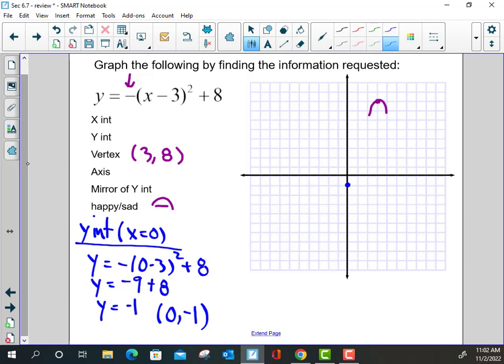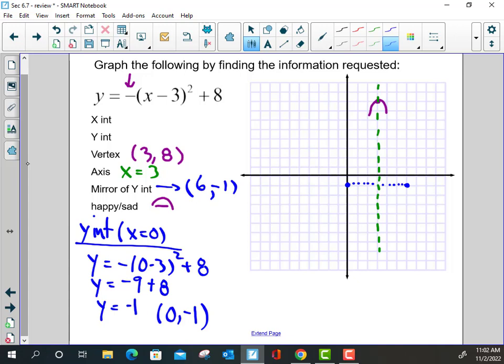Okay. My axis of symmetry: because I was given my vertex, I can actually find my axis of symmetry just from that. It's the x value of the vertex, so it's x equals 3. There it is. My mirror of my y-intercept is going to have the same height as the y-intercept, a negative 1 for height. And you'll notice it's just 3 units away on this side, so it's going to be 3 units away on the other side. So it ends up being at 6, negative 1. So I've already found most of the information without doing a whole lot of work.